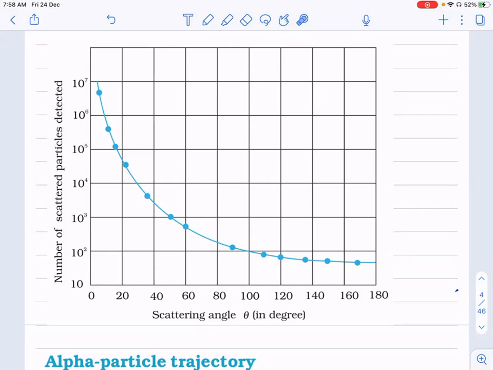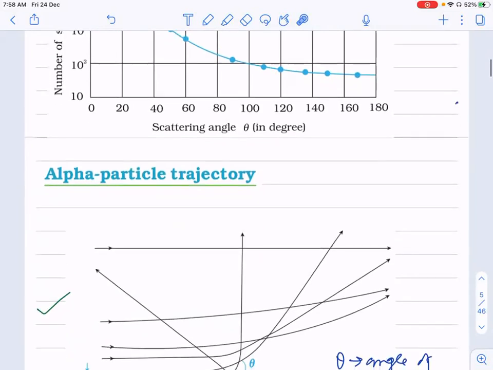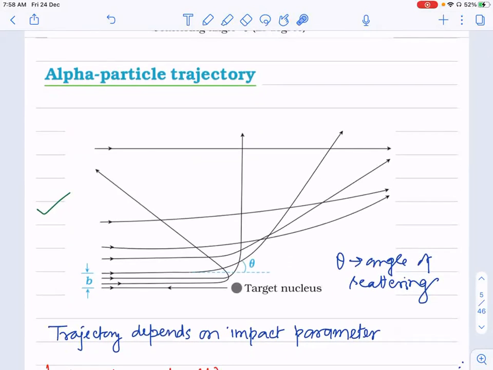यहाँ से देखो. So this is the graph you should be knowing in the alpha particle experiment. ठीक है. And alpha particle की trajectory कैसी होगी, path कैसे होगी? देखो, the alpha particle which is going away from the nucleus will be moving undeviated.